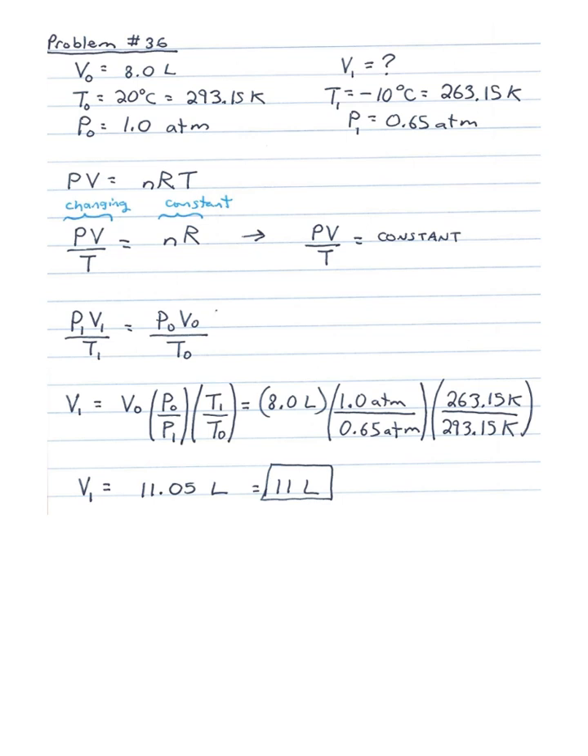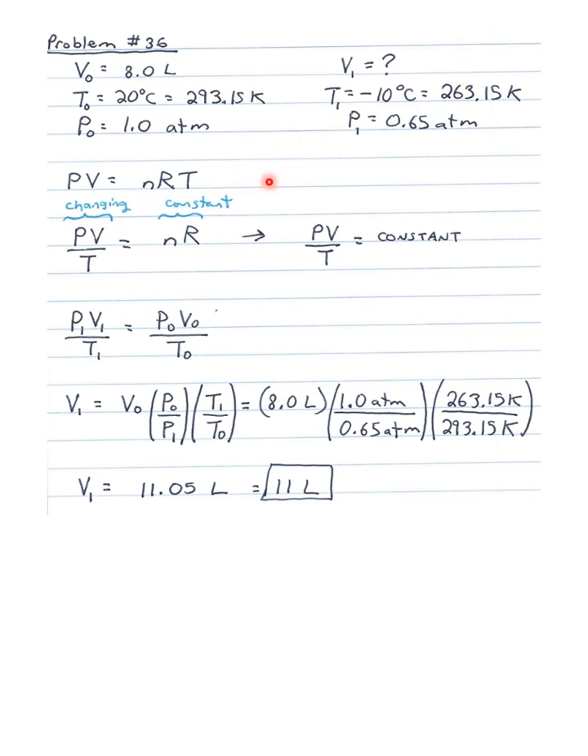First, I've written out the given information, as I always do when I begin problems. The original volume is 8 liters, temperature is 20 degrees Celsius. We need that in Kelvin, so let's add 273.15 and get 293.15 Kelvin. And the original pressure, P naught, is 1 atmosphere. Over on the right, I've written that P1 is 0.65 atmospheres. The temperature is negative 10 degrees Celsius. Let's call that 263.15 Kelvin. And we want to know what V1, the new volume, is.